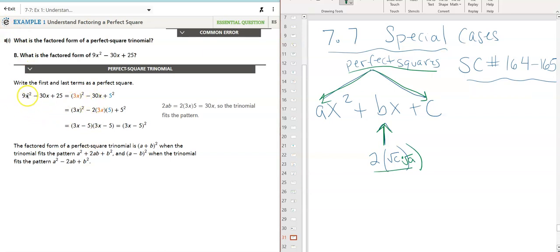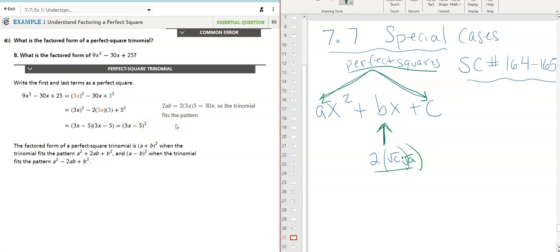So here we can see that 9x squared, we're going to write that as a perfect square. The square root of 9x squared is 3x. 25 is a perfect square. The square root of that is 5. If I do 2 times the square roots of them, then I am going to get my middle term, which is negative 30x. So therefore, I have a perfect square of 3x minus 5 squared.